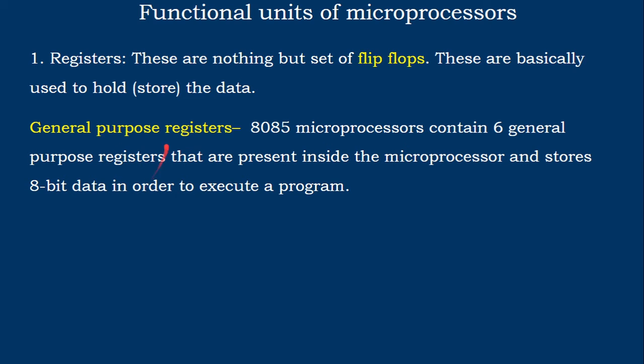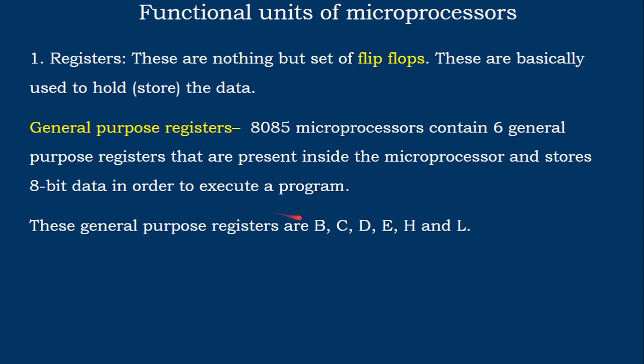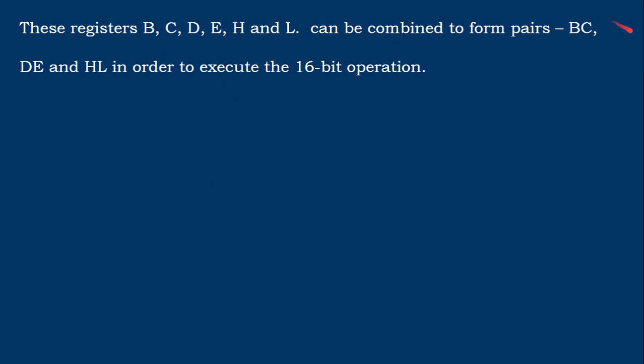Registers are of many types. The general purpose registers are 6 in number, and they help to get the data inside, process the data, and store the output also. They are named B, C, D, E, H and L, as we saw in the previous block diagram. These registers are combined as BC, DE and HL to execute 16-bit operations. Individually B and C are 8 bits each, and when combined, BC is 16 bits. Likewise we can combine DE and HL.